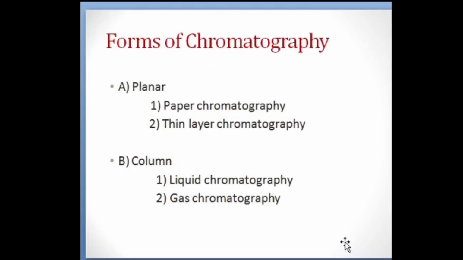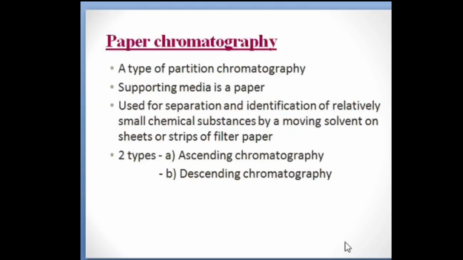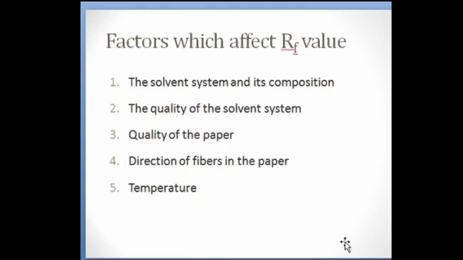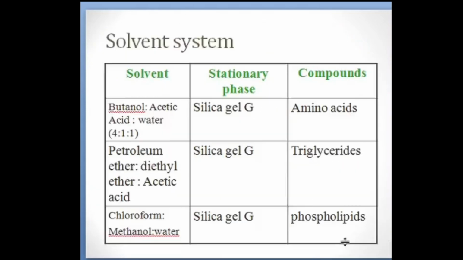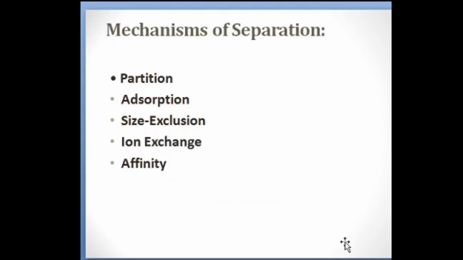There are two important forms of chromatography, planar and column chromatography. Planar can be divided into paper and thin layer chromatography, whereas column chromatography can be liquid or gas chromatography. Based on the different mechanisms of separation, column chromatography can be divided into partition chromatography, adsorption chromatography, ion exchange chromatography, size exclusion chromatography, and affinity chromatography.